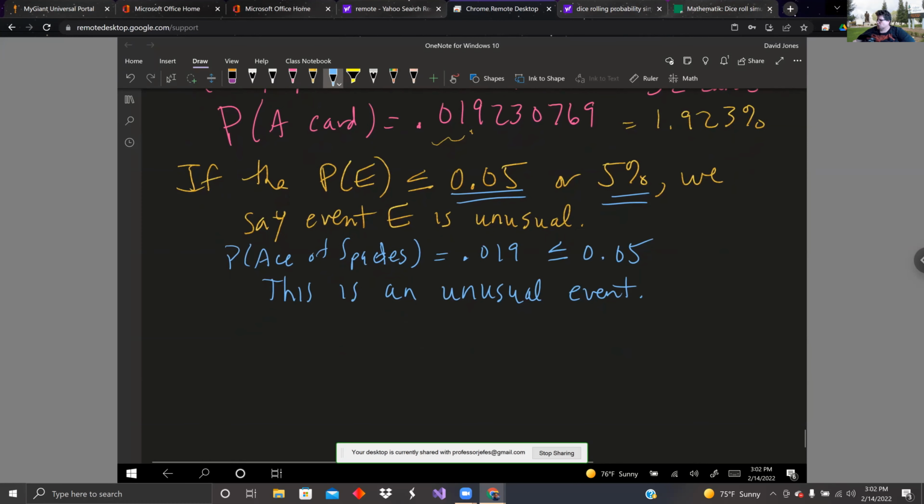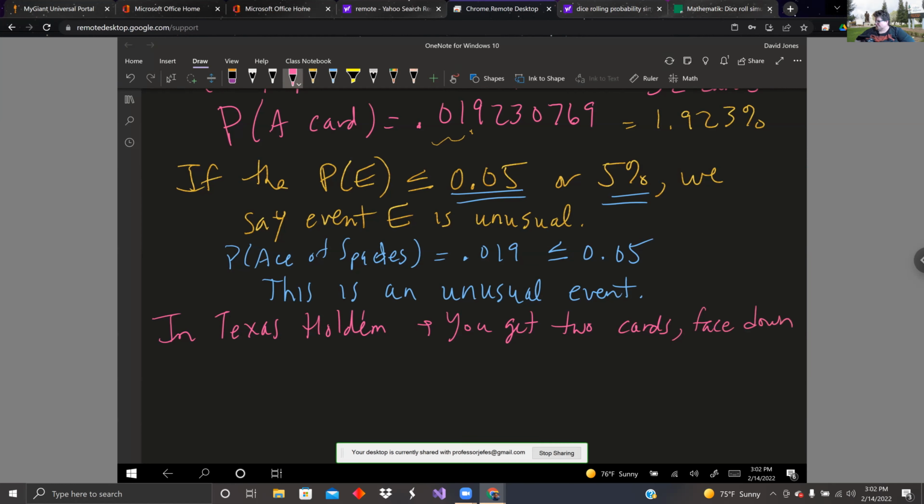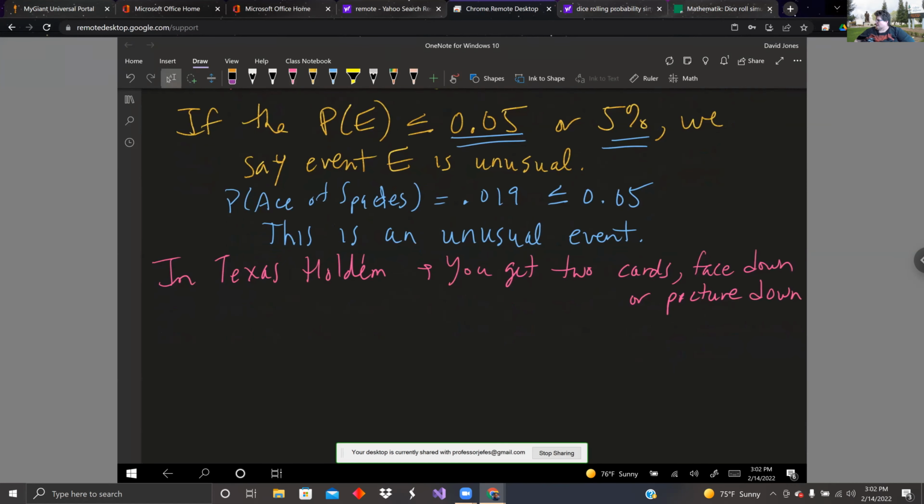If you've played Texas Hold'em, oh my God, I mangled the word. In Texas Hold'em, you get 2 cards face down, where you see the number is called the face of the card. These are called the pocket cards, or hole cards.